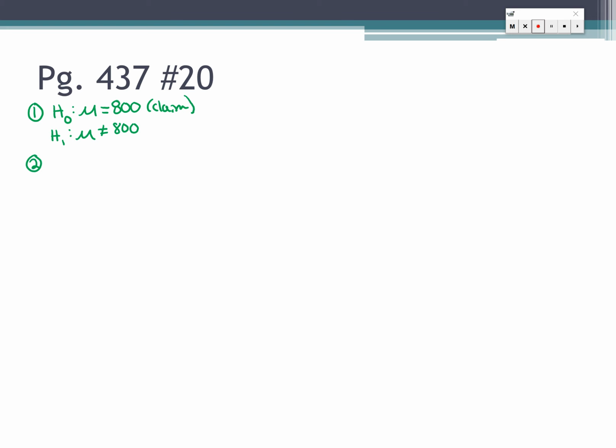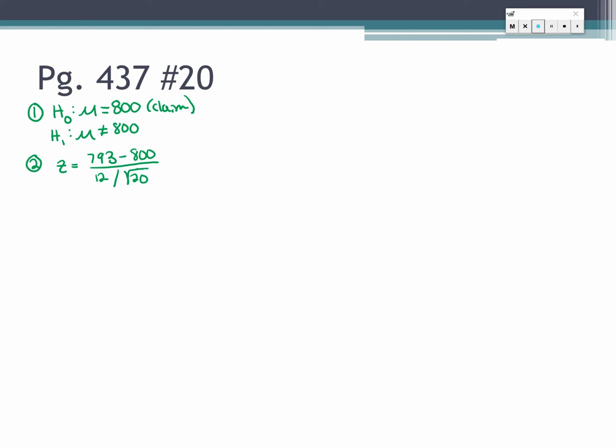Step number 2 for the p-value method is finding your test value. That's our z. The sample mean, this researcher's sample mean was 793 pounds. Hypothesized mean is 800. We are given the standard deviation of the population is 12. The sample size the researcher used, he had 20 cables.